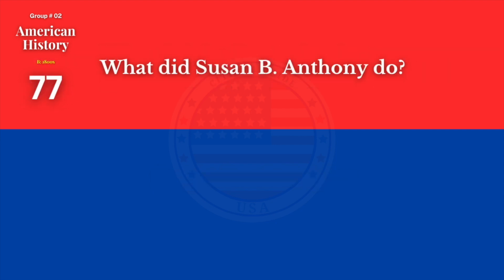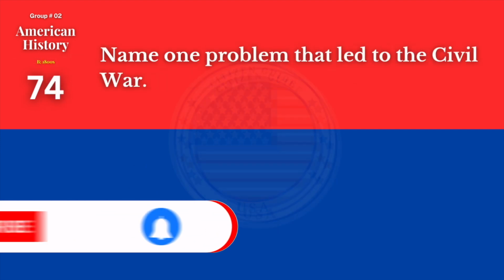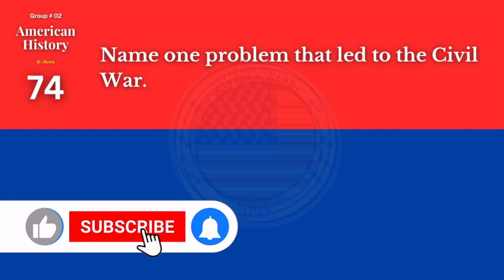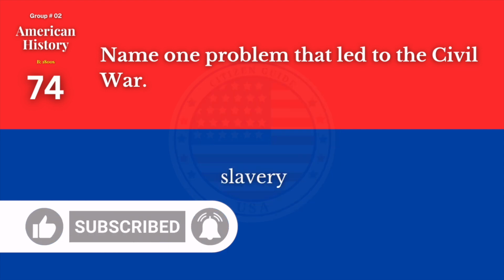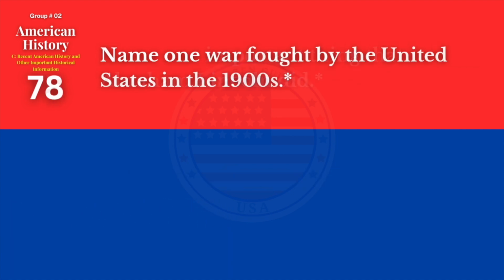What did Susan B. Anthony do? Fought for women's rights. Name one problem that led to the Civil War. Slavery. Name one war fought by the United States in the 1900s. World War I.